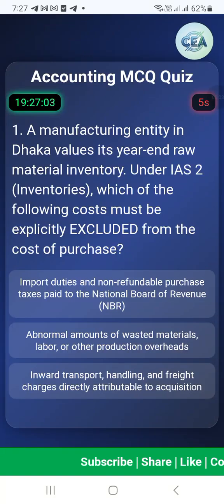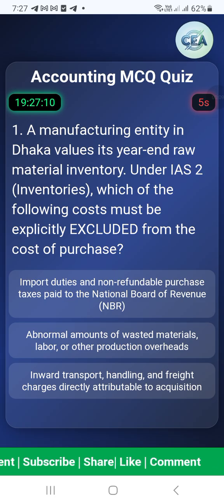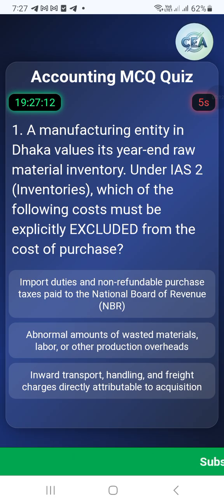1. A manufacturing entity in Dhaka values its year-end raw material inventory. Under IAS 2 inventories, which of the following costs must be explicitly excluded from the cost of purchase?